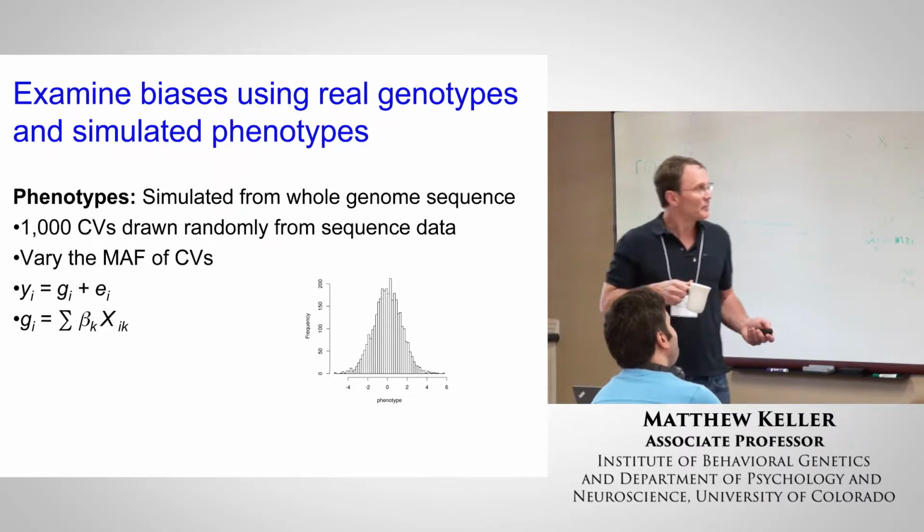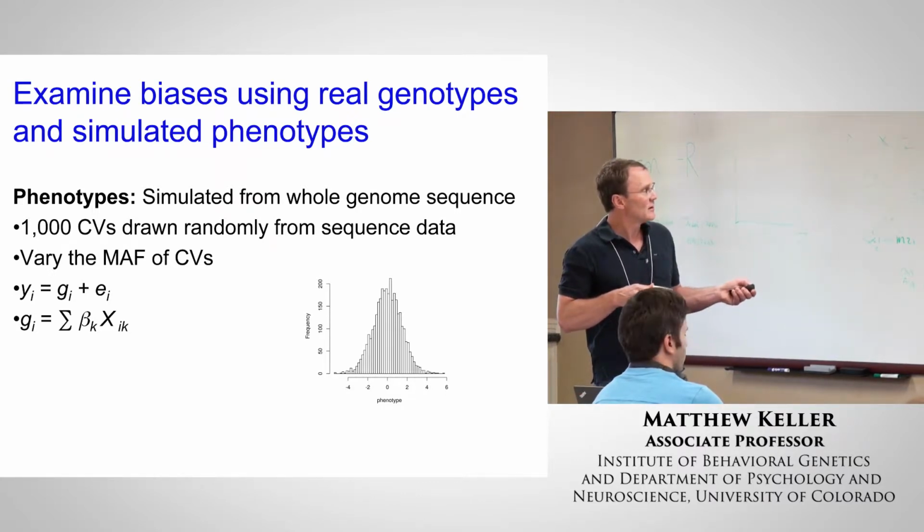We simulated from whole genome sequence, as I said a second ago. For each one of these, we drew 1,000 causal variants. We also did this with 10,000, and it made virtually no difference to our results, except, interestingly, for LD score regression.